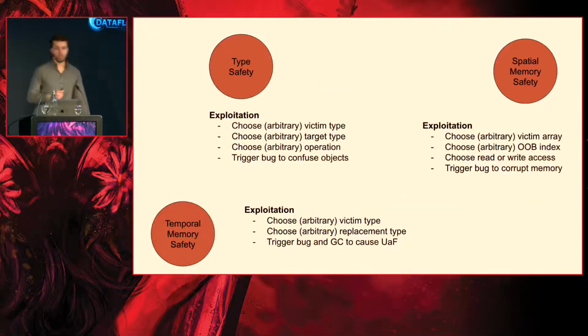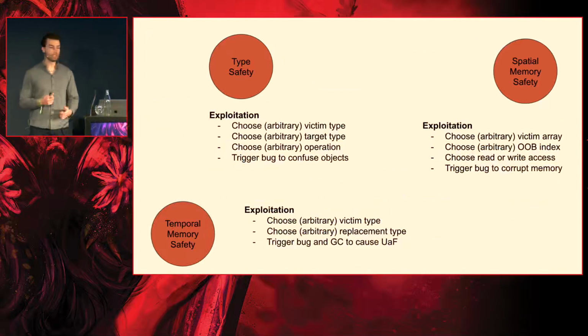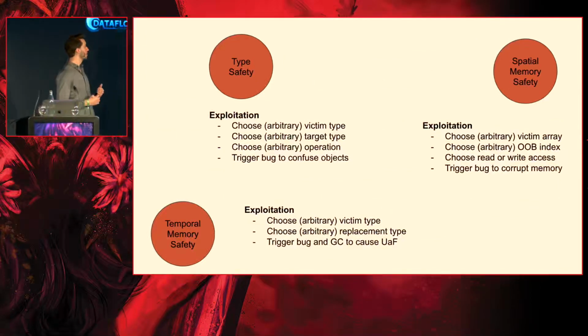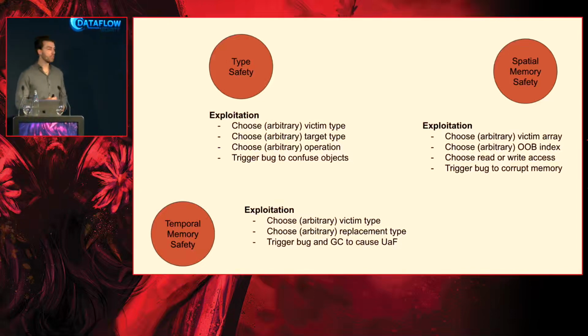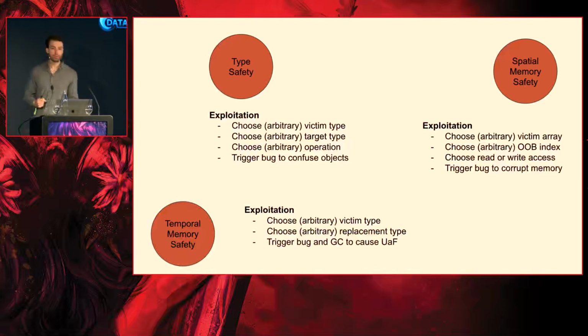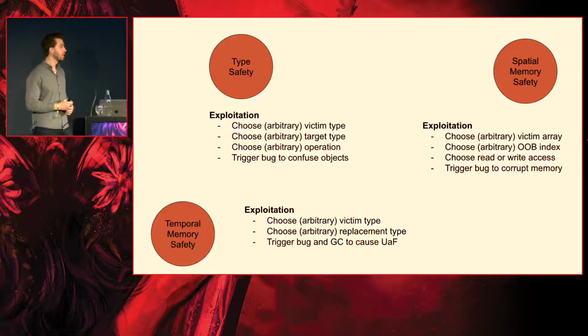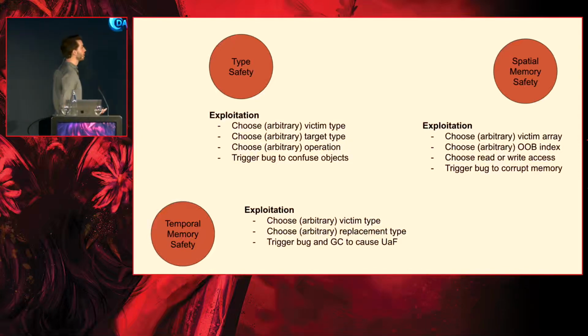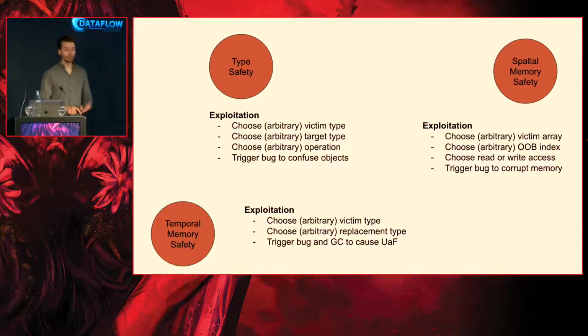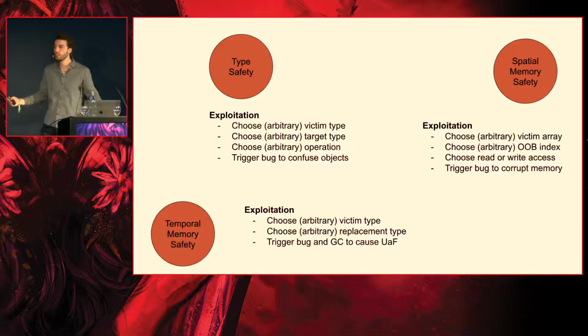So I want to talk very briefly about exploitation of these bugs. The main message here is just that these bugs are very powerful and they give you a great deal of control. If you think of, for example, these type confusion bugs where you can remove a type check, this lets you choose the victim type, the target type, and the operation. You can really build together your own type confusion bug, anything you want.